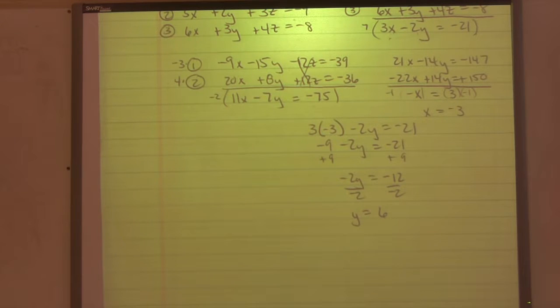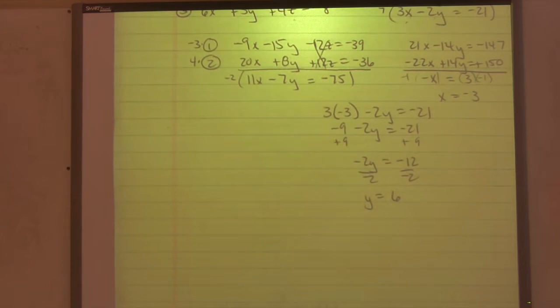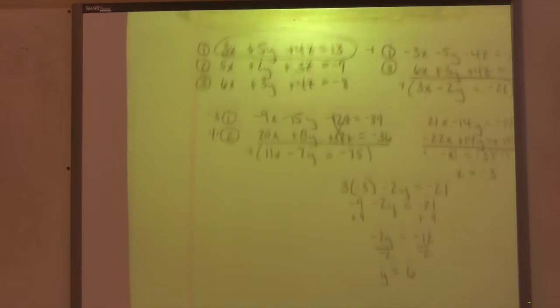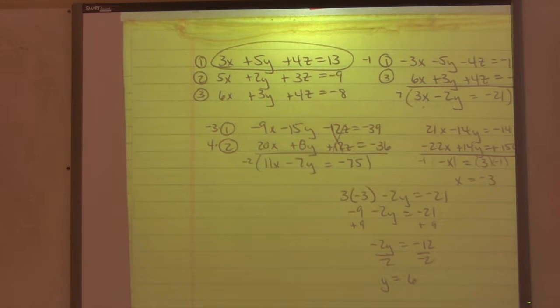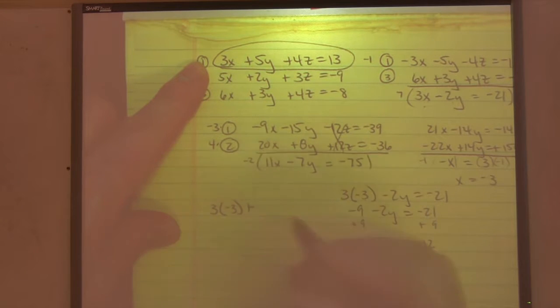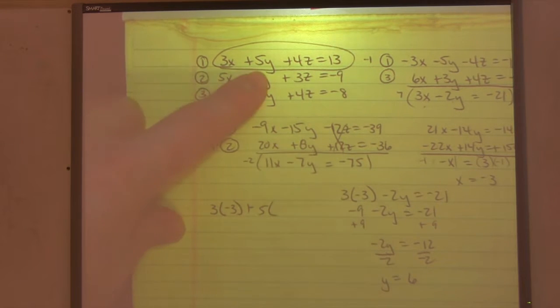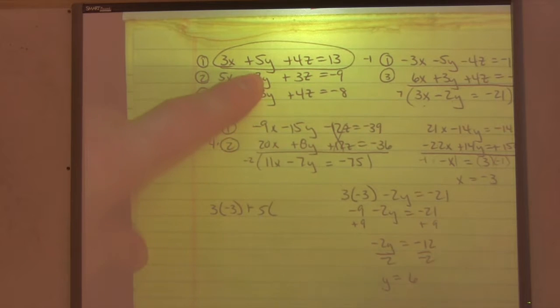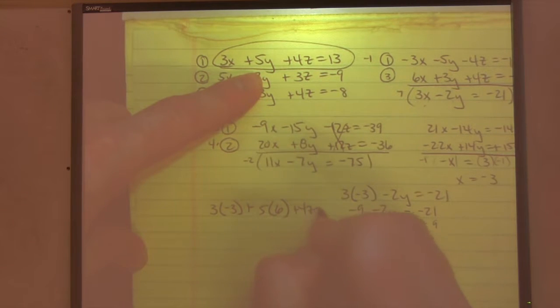So now we know x and y, and so now I just have to find z. So I plug those into any one of my 3 original equations. Doesn't make any difference which one. I'm going to choose the first one. So I'm going to go 3, and when I come to x, I'm going to replace it with negative 3, plus 5. And when I come to y, I replace that with 6, plus 4z equals 13. And now I solve for z.